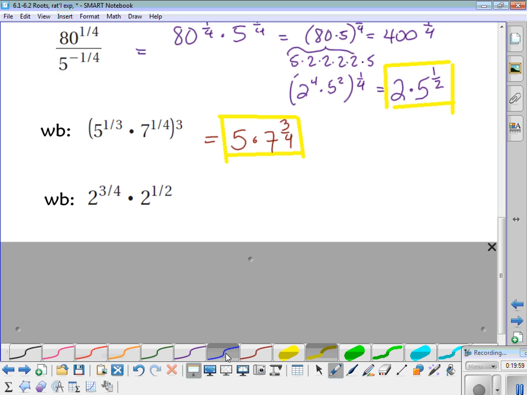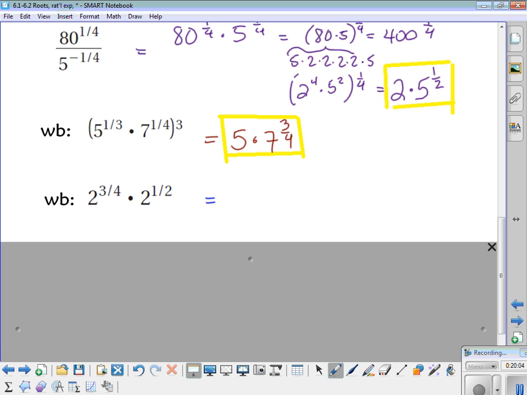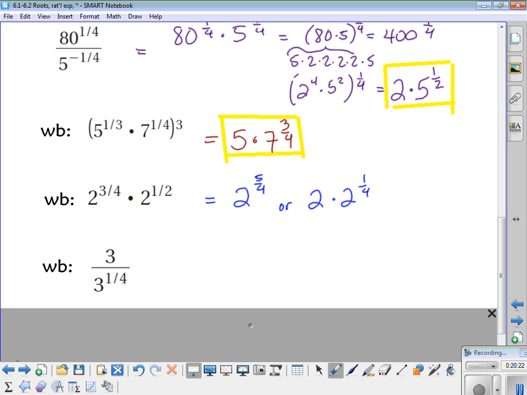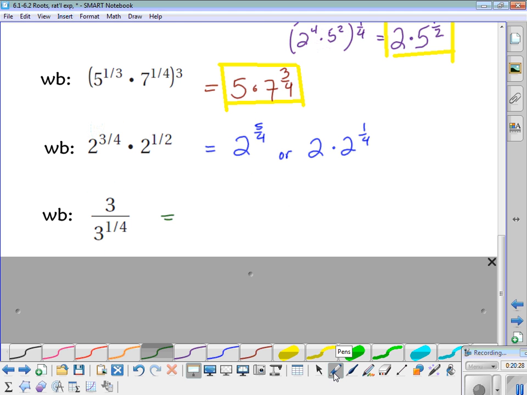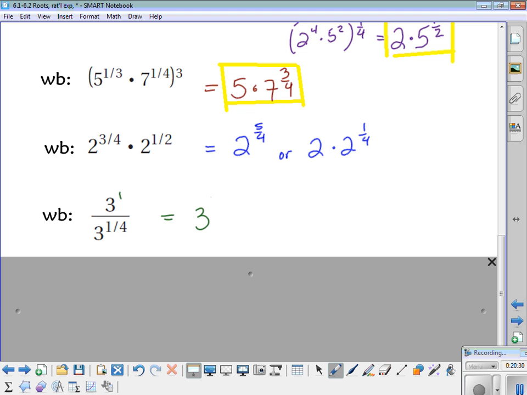Okay, so what's 3/4 plus 1/2? 5/4. So we have 2 to the 5/4 power. You could technically say it's 2 times 2 to the 1/4 if you wanted to. Either way. Okay, let's do this one now. Okay, so it's like we have 3 to the 1st up here, so it's 1 minus 1/4. So 3 to the 3/4. Okay.